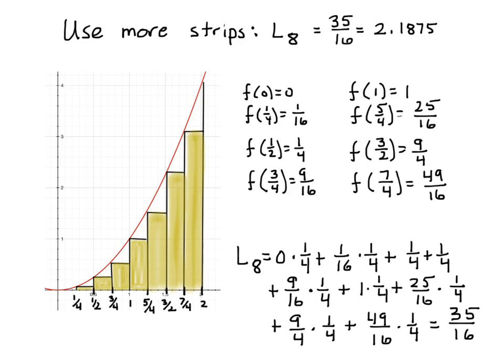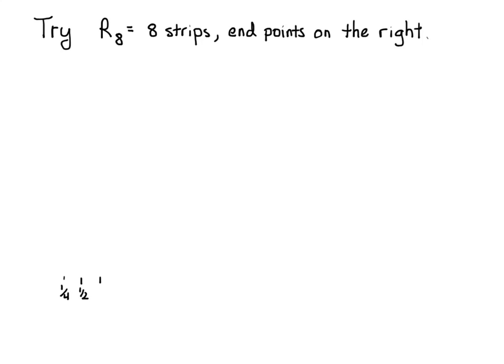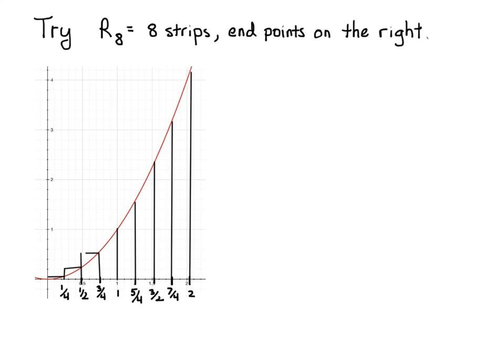So a little better estimate, right? It would make sense that the more of these that we use, the closer we'd get to the actual area. So let's not use the left side. Let's use the right side with 8 different intervals again.